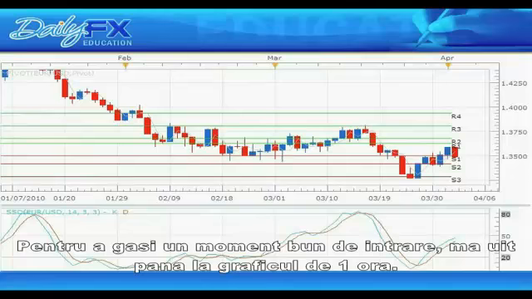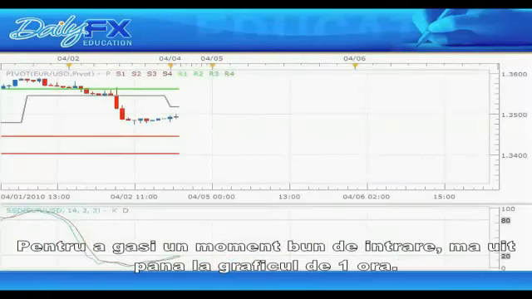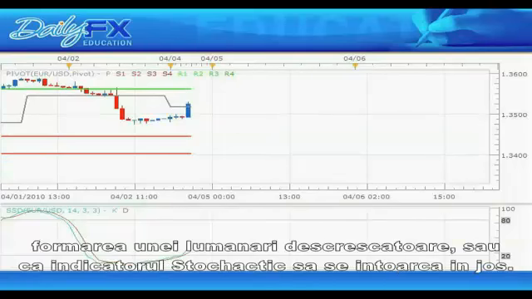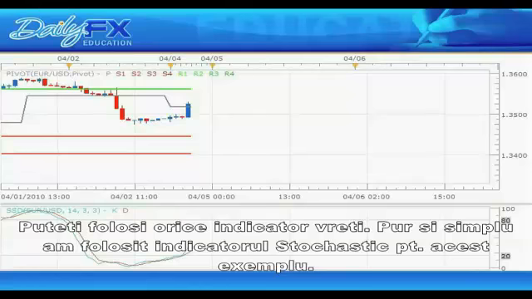To fine-tune an entry, I scale down to a 1-hour price chart. Several hours later, prices do punch above the gray pivot point, so I wait for a bearish candle formation or for my stochastics to turn down. You can use any indicator you would like. I'm just using stochastics in this example.